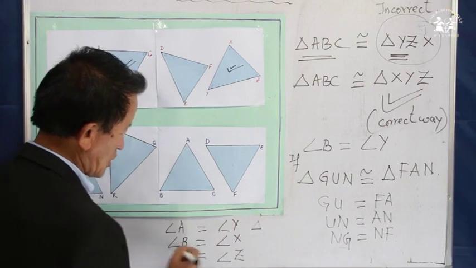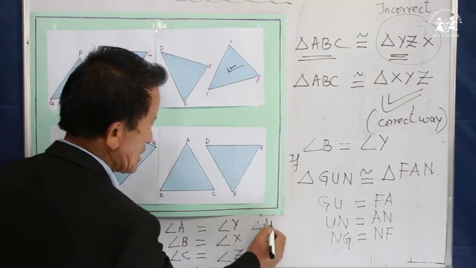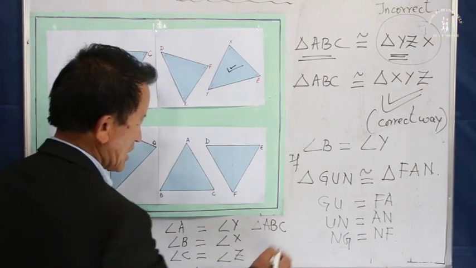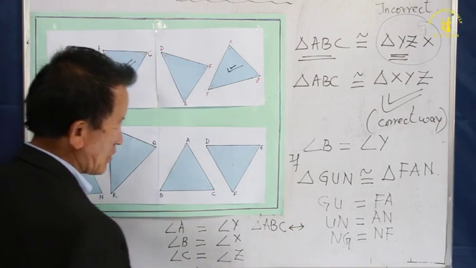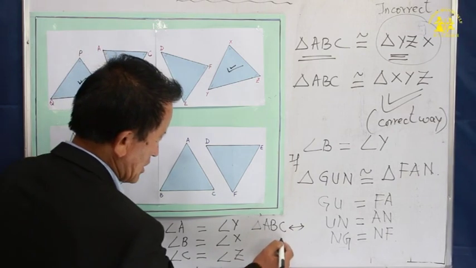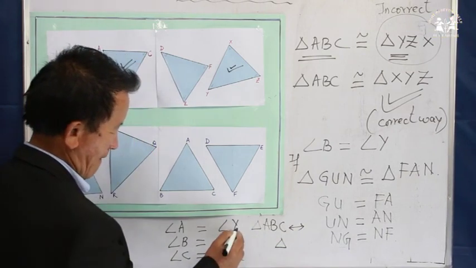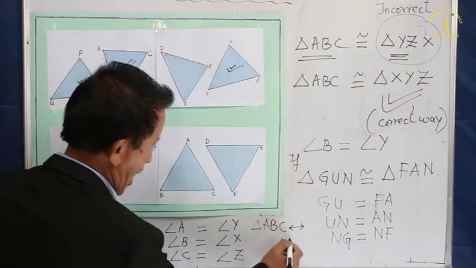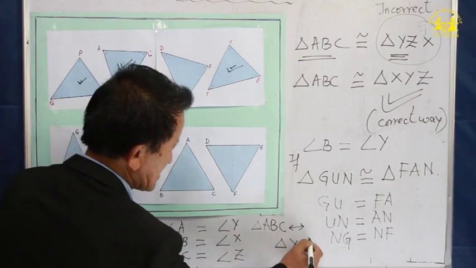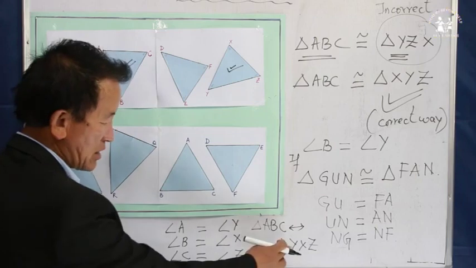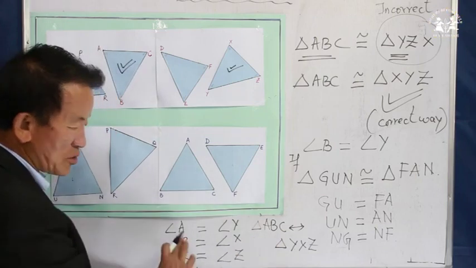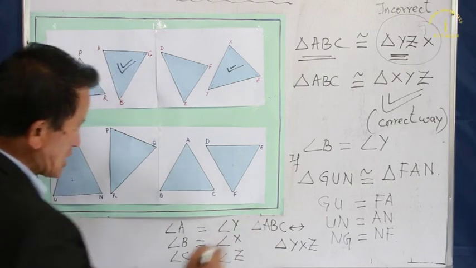Triangle ABC corresponds to triangle YXZ, and the corresponding sides are matched accordingly.